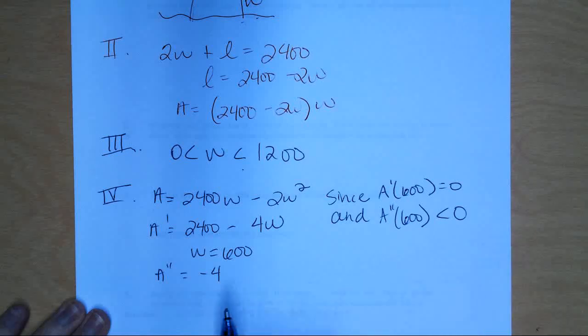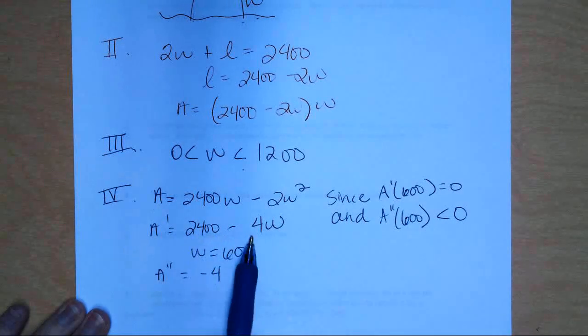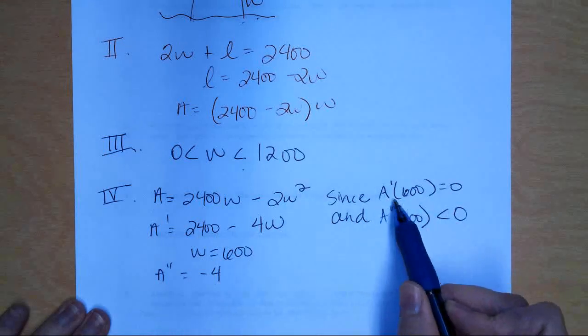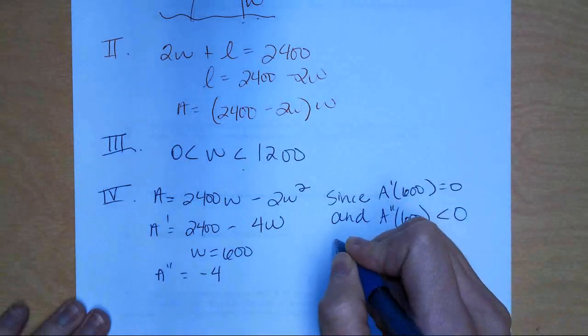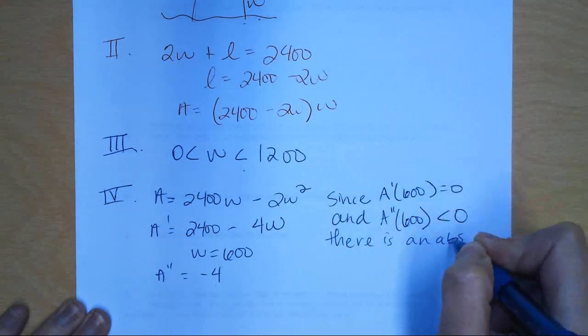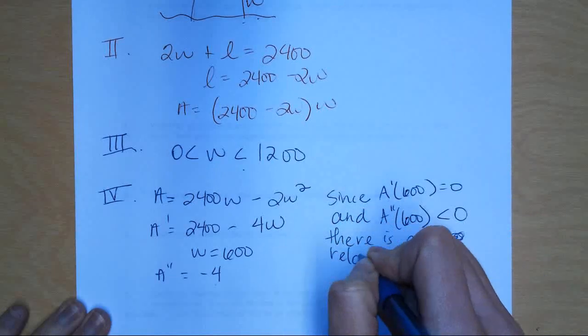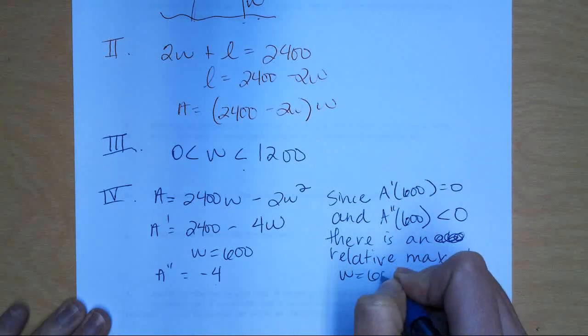because that's how we found it. That's how I found the critical number. We found where the derivative is equal to 0: 600. We know the second derivative is -4 because if we just take the derivative of the first derivative, we get -4. So since the first derivative at 600 is 0 and the second derivative at 600 is negative, there is an absolute max, or excuse me, a relative max. Please don't write absolute. There's a relative max at W equals 600.